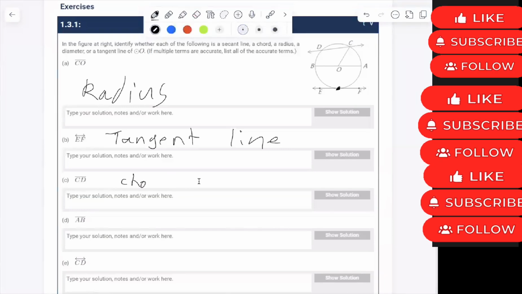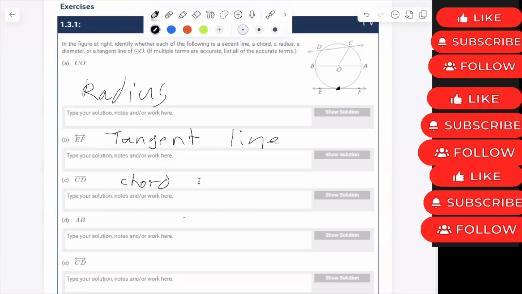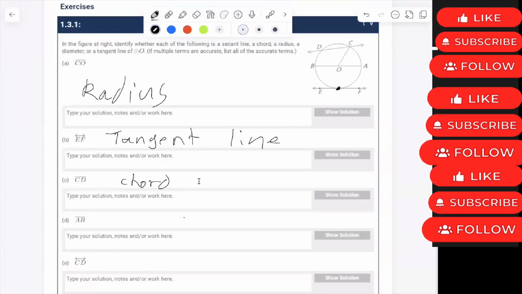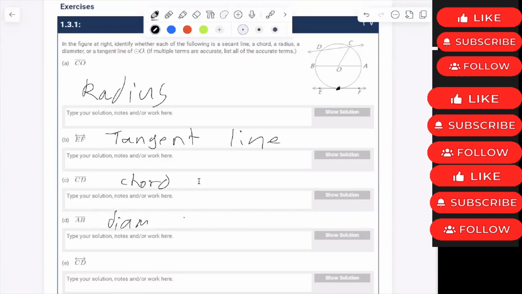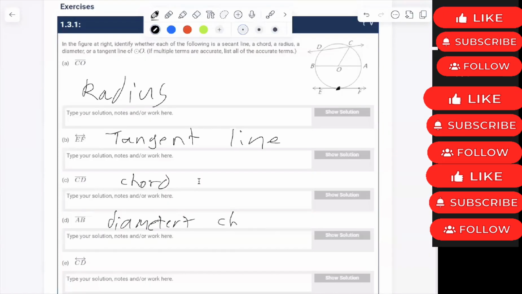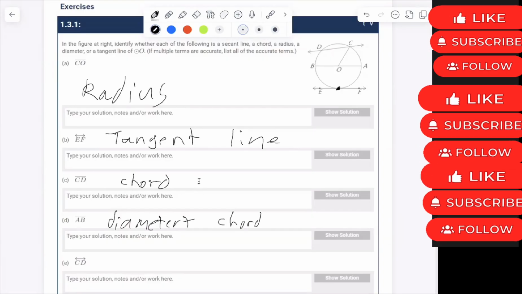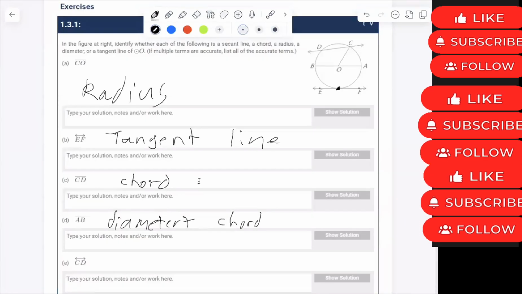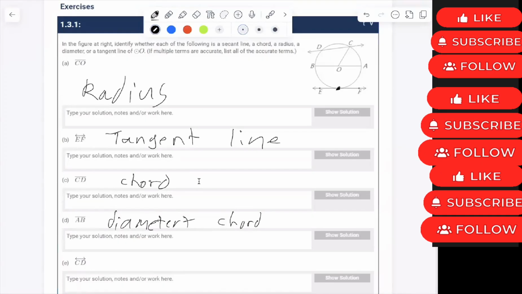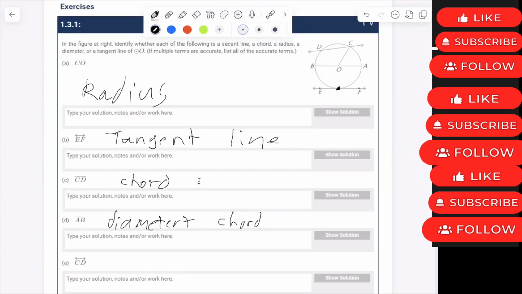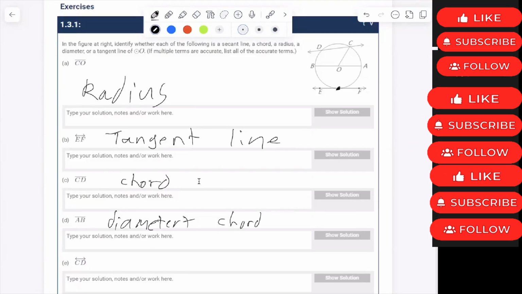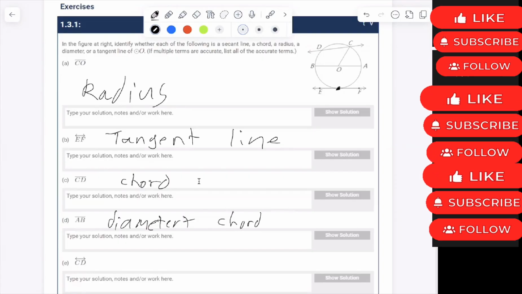And what is AB? AB is the diameter, but also a chord. A chord is any line in the circle that has 2 points on the circle. If you connect that, that's a line segment, and it's a chord. It's also a diameter, but also a chord, as it goes through the middle of the circle, at the widest point.